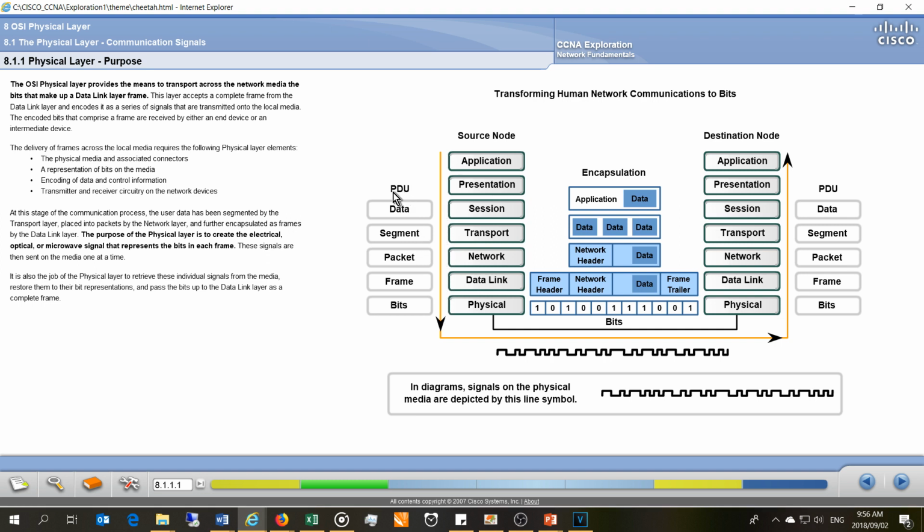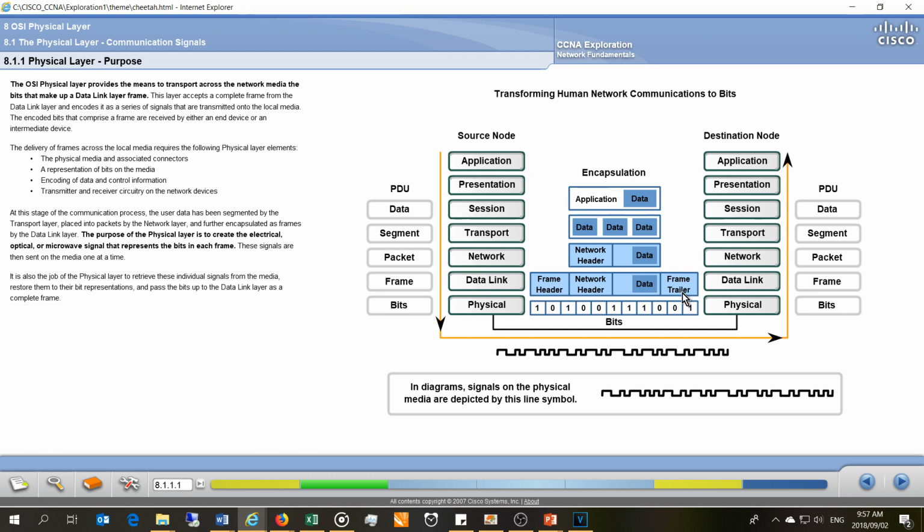Can you see this is a protocol data unit? There's the data. It becomes a segment at the transport layer. It becomes a packet at the network layer. It becomes a frame at the data link layer. Remember that each time the data moves down the OSI model, we keep adding headers. And then we get to the data link layer where it adds the header and the trailer.